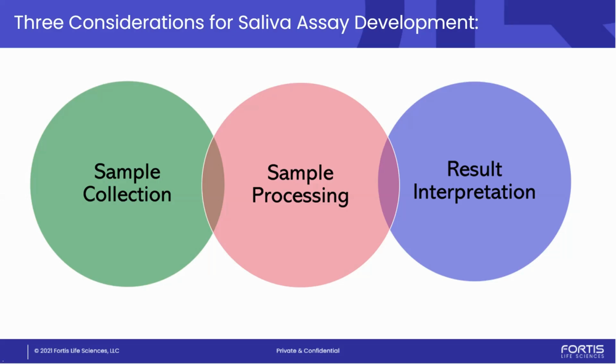And at the end of the day, it also has to do with result interpretation. Like, how are you going to interpret those results? Is that going to be quantitative, semi-quantitative, qualitative? You're going to use a reader or no reader? What is that metric you're going to use for result interpretation? So this discussion today, we're going to break it up into those 3 topics and tackle each of these considerations separately.